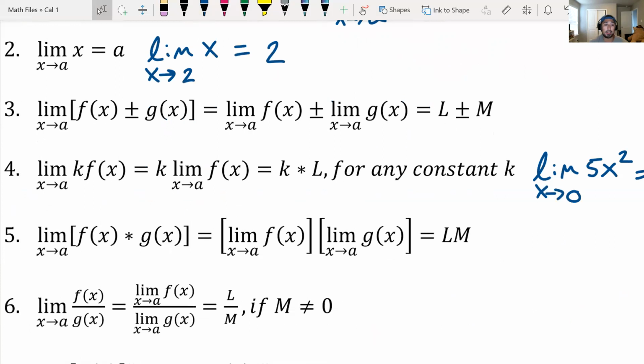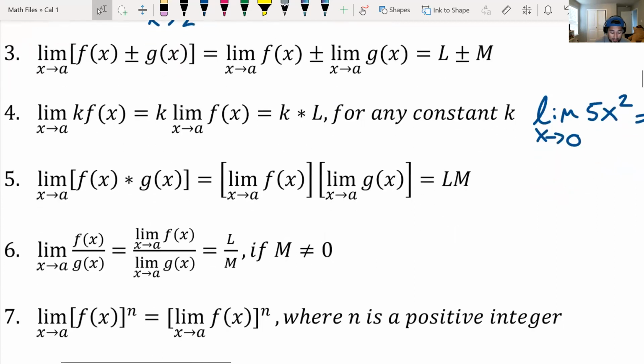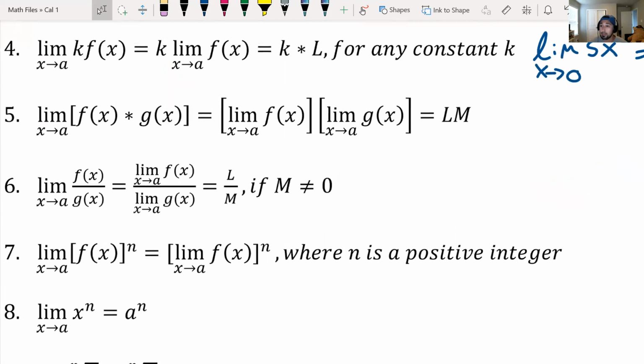Five is just like number 3, but it's over multiplication. The limit as x approaches a of f of x times g of x is equal to the limit of f of x times the limit of g of x. So you can apply limits over multiplication. Okay. And 6, same thing like 3 and 5. The limit can be applied over division, over a quotient. The limit as x approaches a of f over g is the same as the limit of f over the limit of g. So you can apply the limit to the numerator and the denominator of a quotient.